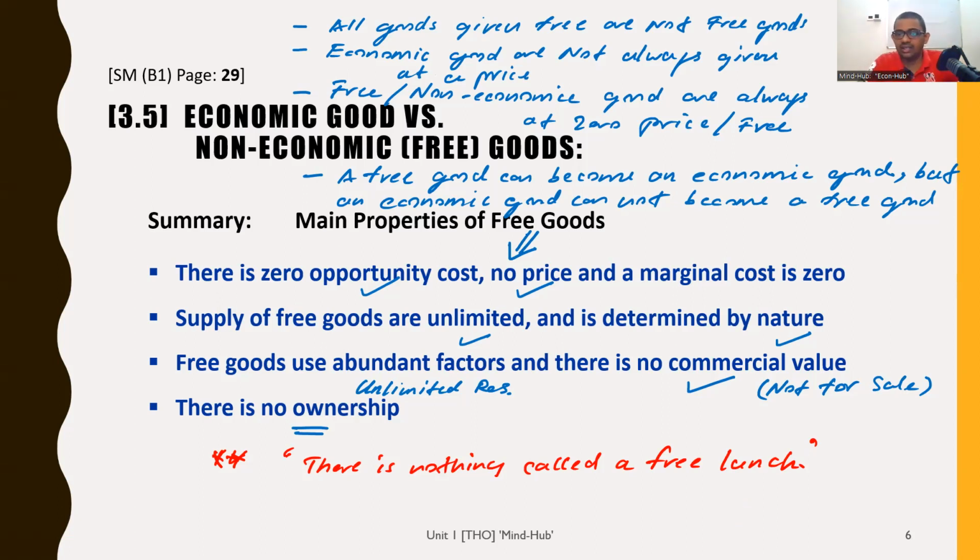What does that mean when we say there's nothing called a free lunch? Nothing is actually free as long as it is produced, as long as it is created, as long as it is an economic good. It can never be actually free because it will always have an opportunity cost. The implied meaning here is, economic goods always have an opportunity cost.